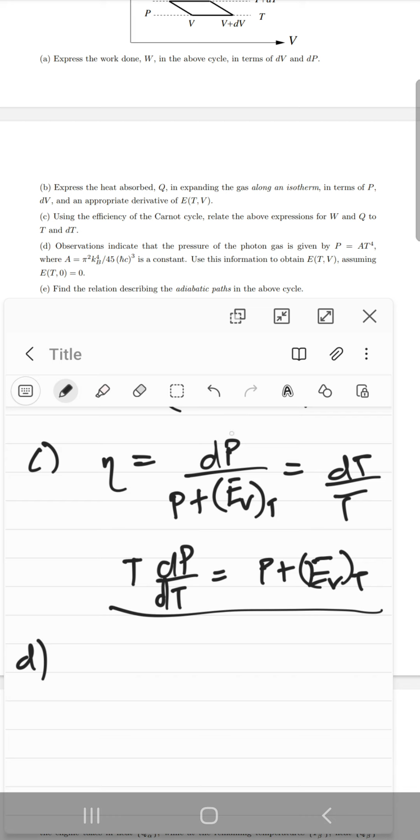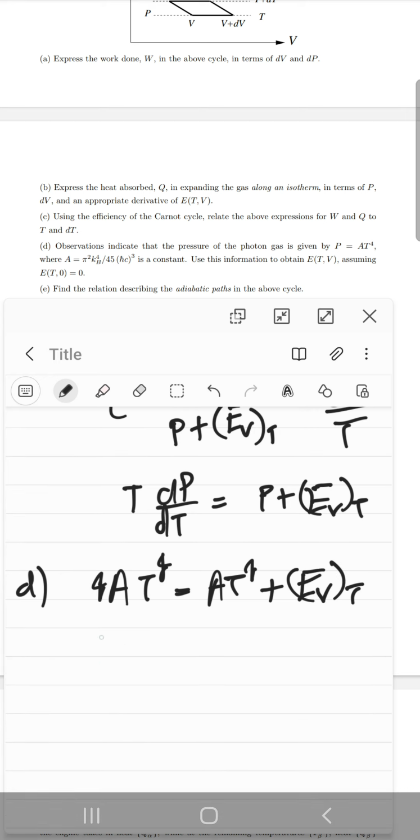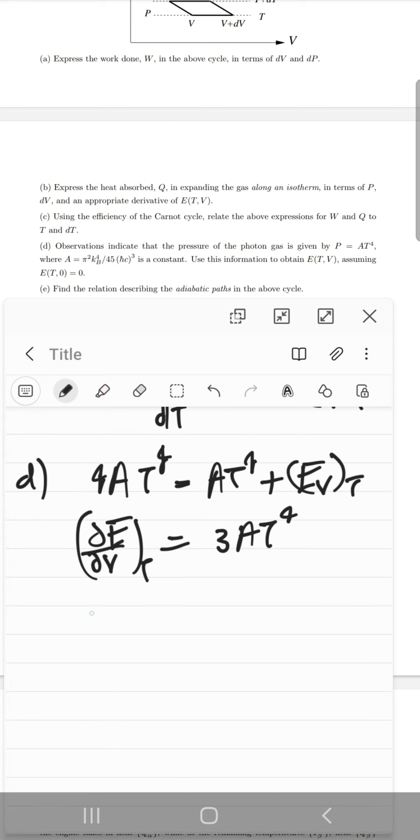Okay, so we could probably solve this equation. Since now you know that P is a function of temperature, we can write this as 4A T^4 = A T^4 + ∂E/∂V at constant temperature. So ∂E/∂V at constant temperature is 3A T^4. This implies that energy is 3AV T^4 plus some function of temperature, because we integrated with respect to the volume.